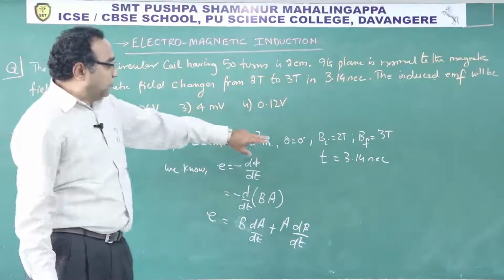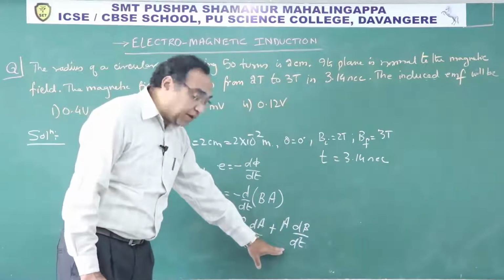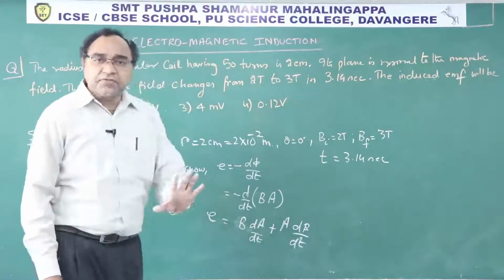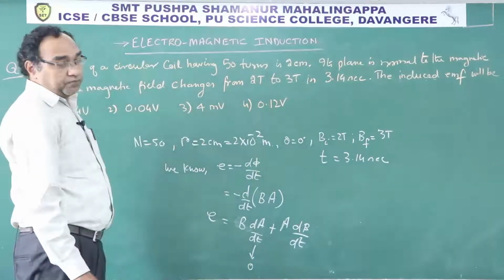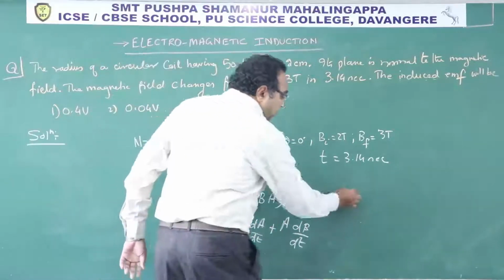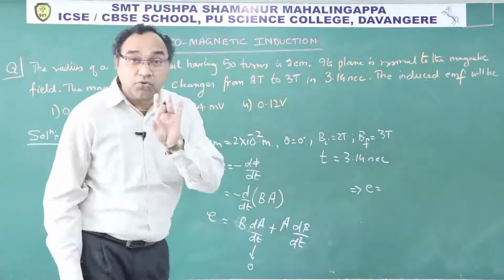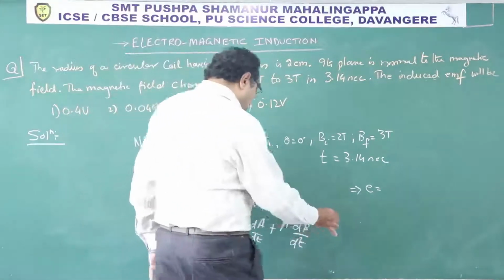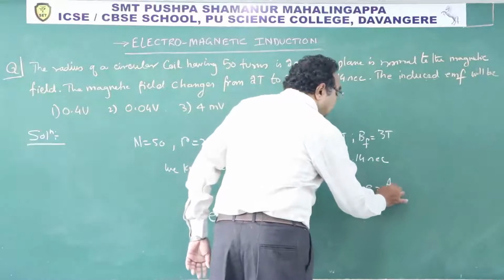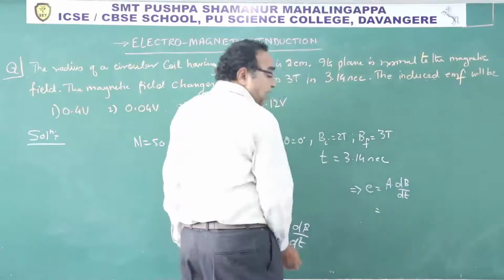Now observe here what is changing. Magnetic field is changing, means dB by dt is changing. Area is not changing, therefore this term will become 0. So what we can say now? Induced EMF, if I take the magnitude only, not the direction, then I can write it as A dB by dt.